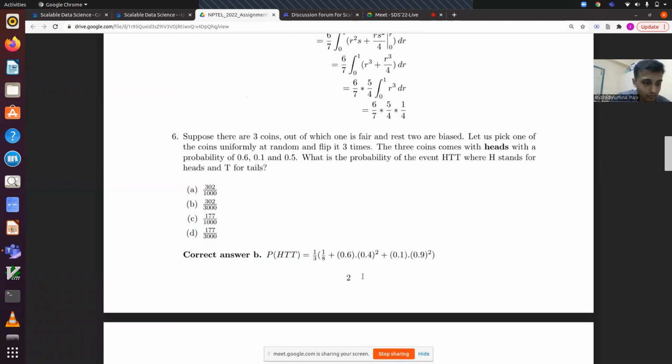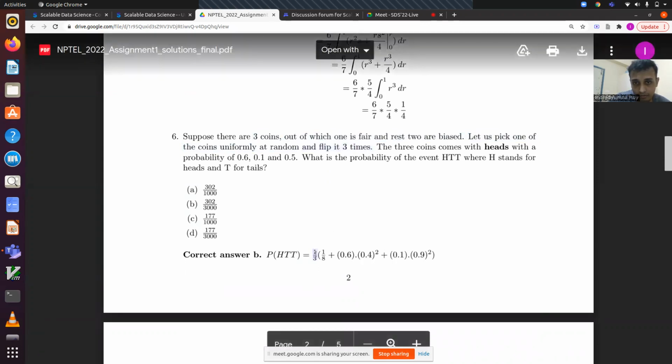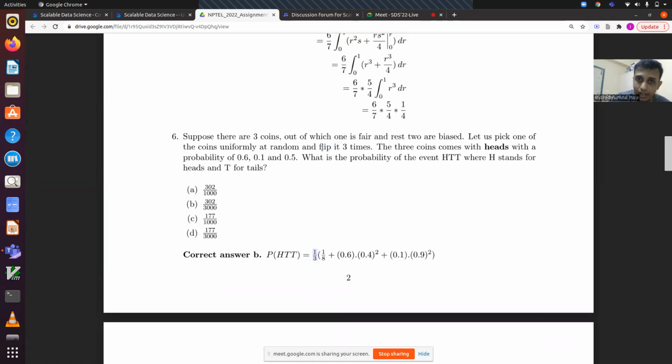Question 6. The formula is given, so this will be quick. Suppose there are 3 coins, of which 1 is fair and 2 are biased, and I pick 1 coin uniformly at random. What is the probability of picking 1 coin uniformly at random? 1 by 3, right? If there are 3 coins and I'm choosing one uniformly, it's 1/3 probability of selecting any of those coins, and then given any of those coins, I flip it 3 times. So this is where the 1/3 is coming from.